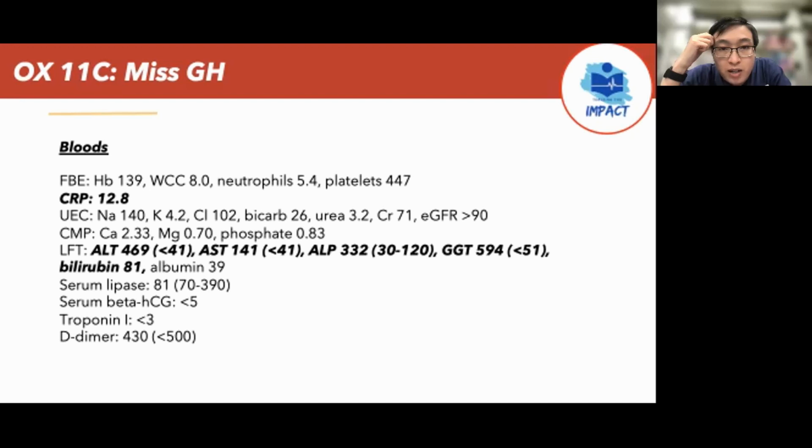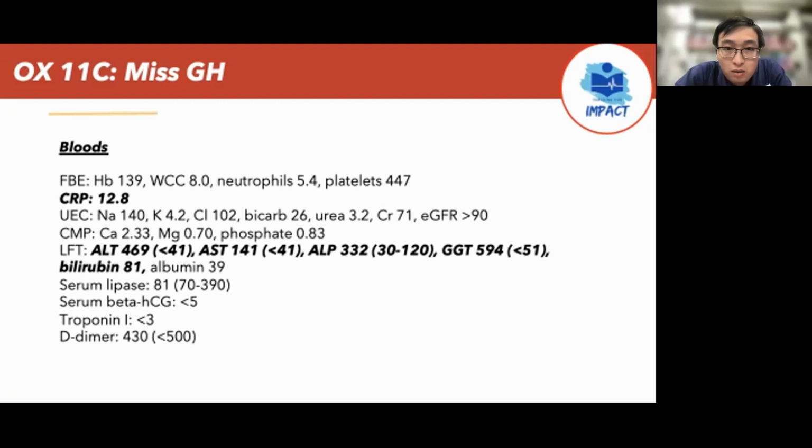So just a reminder that in order to diagnose acute pancreatitis, which we'll talk about in more detail later in this talk, the serum lipase generally has to be elevated above 3 times the upper limit of normal. And in this case, it's smack bang in the middle of the reference range, perhaps at the lower end of normal. So acute pancreatitis is unlikely.